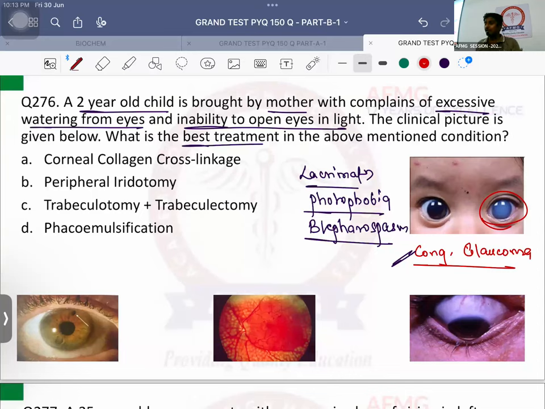Now, why does congenital glaucoma develop? Glaucoma is increased intraocular pressure, which is present since birth, because the outflow, the trabecular meshwork, is not properly formed. Trabeculodysgenesis is the cause. Therefore, better is to repair that. That is trabeculotomy plus trabeculectomy, the best treatment.